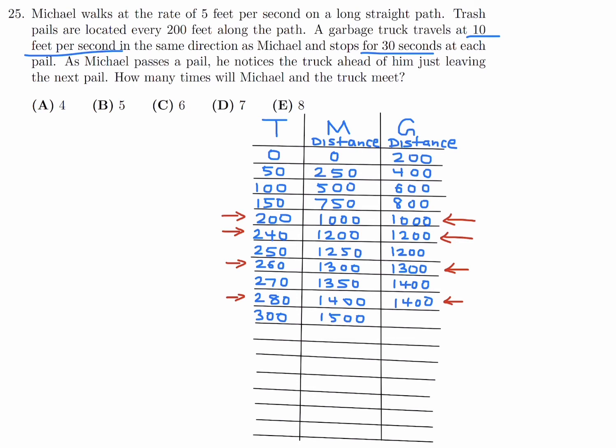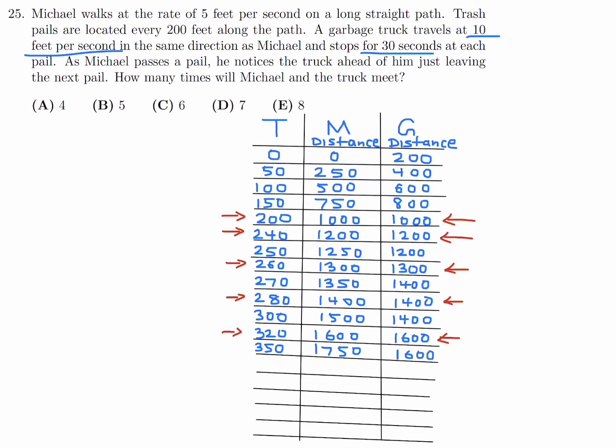At 300, we're up to 1,500, and then 1,400 still, right? Now the garbage truck starts moving, but we've got to be careful. Let's try 320. At 320, Michael is up to 1,600, and the garbage truck is up to 1,600. Great. So we got another meeting point. And then at this point, let's see, 350. And Michael is up to 1,750. The truck is up to 1,600.